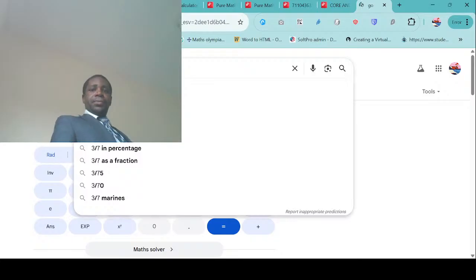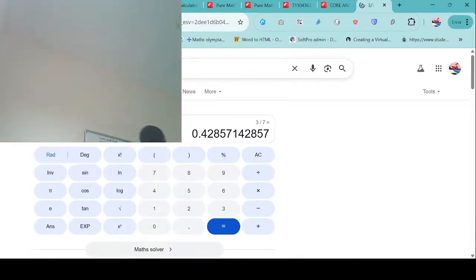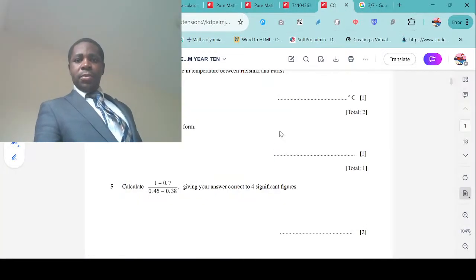So we get 0.428571. Let's talk about that first. 0.428571 to 4 significant figures, we have to analyze up to this point. That will be 0.4286. Okay, so let's move on.